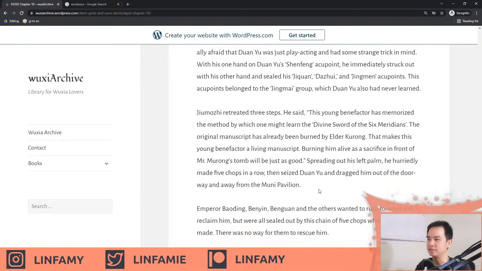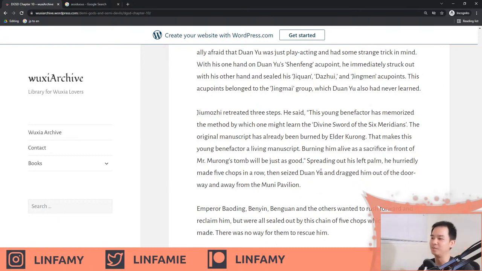Jiumozhi retreated 3 steps. He said, "This young benefactor has memorized the method by which one might learn the divine sword of the 6 meridians. The original manuscript has already been burned by Elder Kurong. That makes this young benefactor a living manuscript. Burning him alive as a sacrifice in front of Mr. Murong's tomb will be just as good."